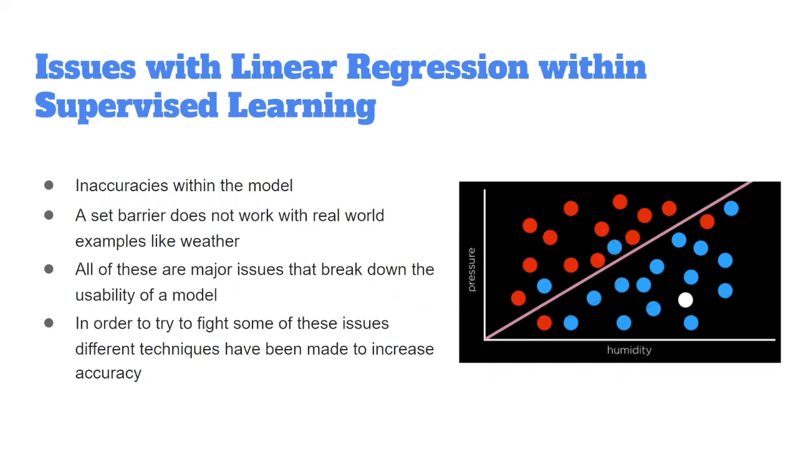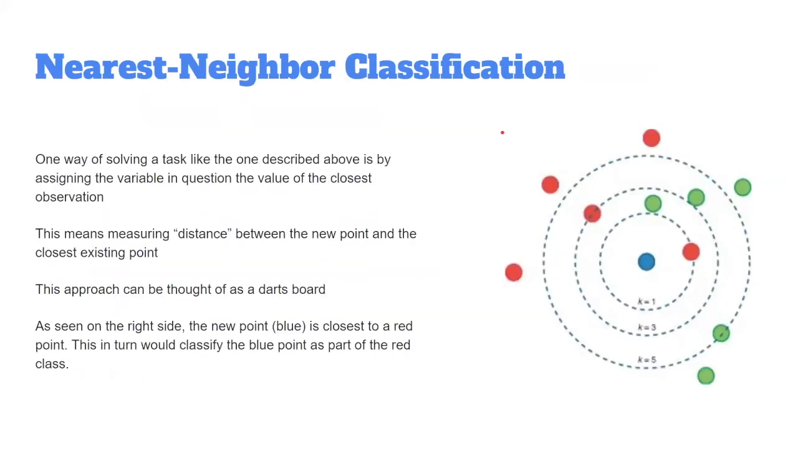But that's the entire point of machine learning, that there are different techniques for different sets of problems, and that we can use various techniques and see which one works best. So another technique that we can use is called nearest neighbor classification.